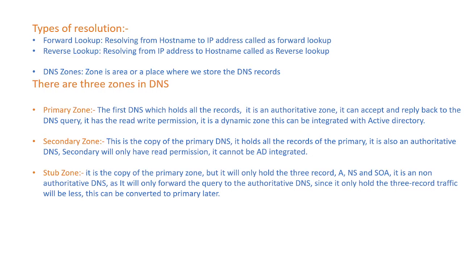So zones are nothing but a storage area where you can keep the DNS records. There are three types of zones in DNS: one is the primary zone, another is the secondary zone, and the third is the stub zone. Primary means the very first DNS server, which holds all kinds of records, and it is an authoritative zone.